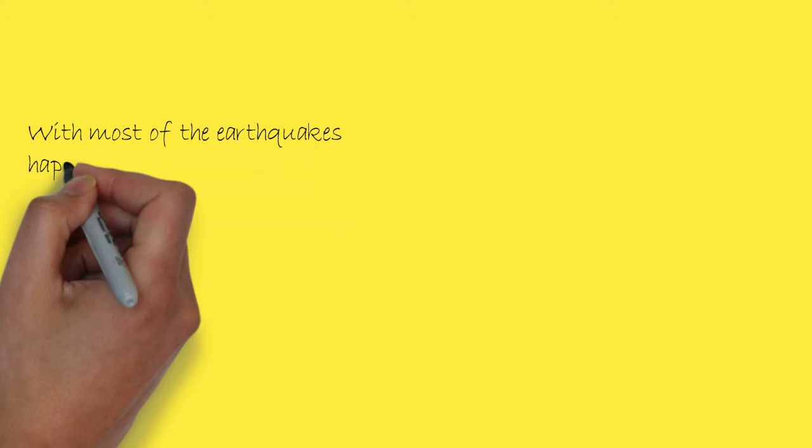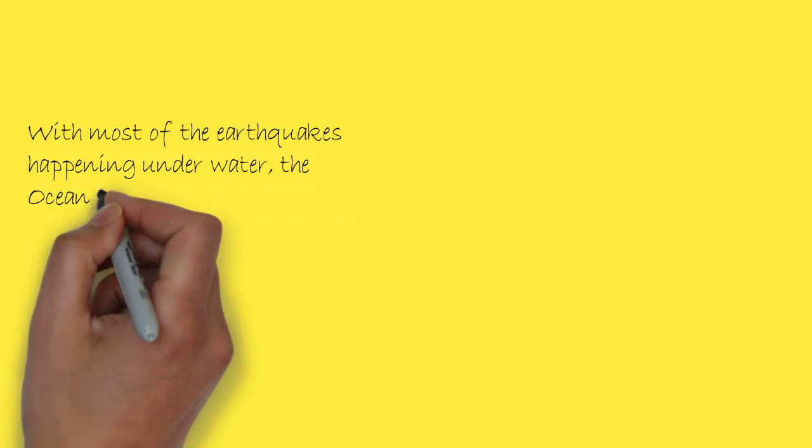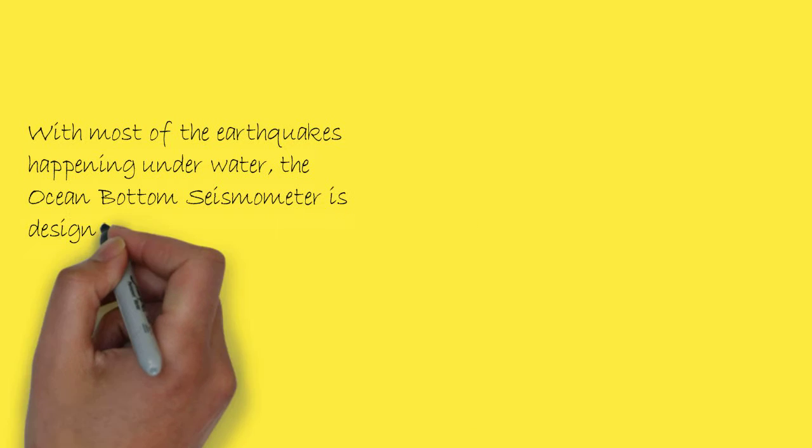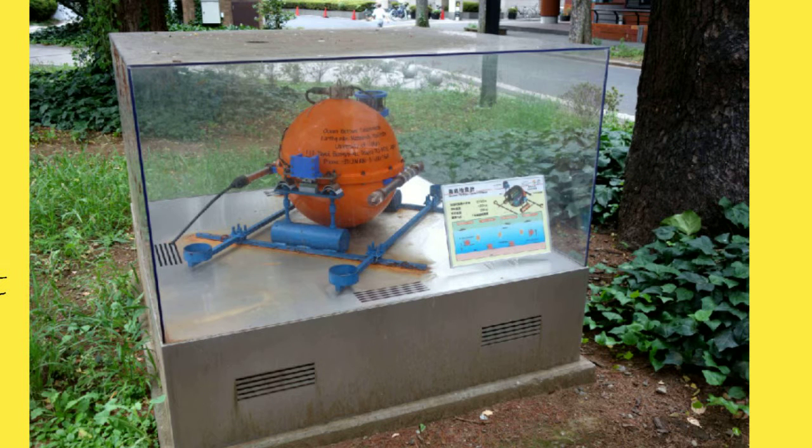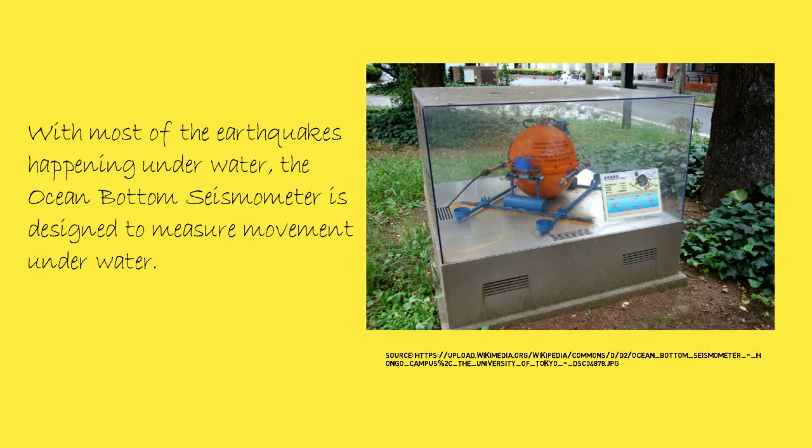With most of the earthquakes happening underwater, the ocean bottom seismometer is designed to measure movement underwater. The seismograph body rests securely on the seafloor. Inside, a heavy mass hangs on a spring between two magnets. When the Earth moves, so do the seismometer and its magnets, but the mass briefly stays where it is. As the mass oscillates through the magnetic field, it produces an electrical current which the seismometer measures.